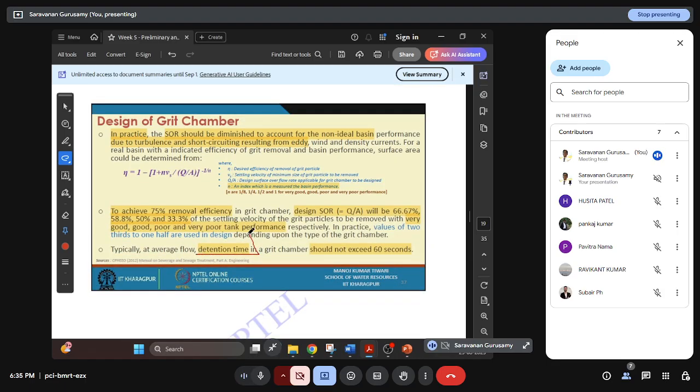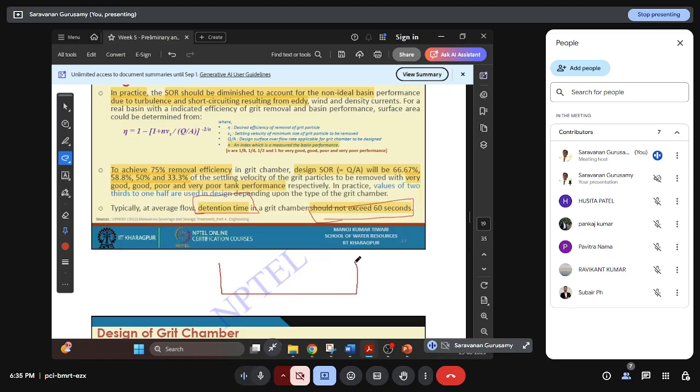Another major formula is detention time. Detention time will not exceed 60 seconds. Every tank will have a detention time. How much time it will take from when the first particle of the water enters the tank until it leaves the tank, how much time it takes to cross from this point to this point, is called detention time. Detention time is the time the water particle is inside the tank.